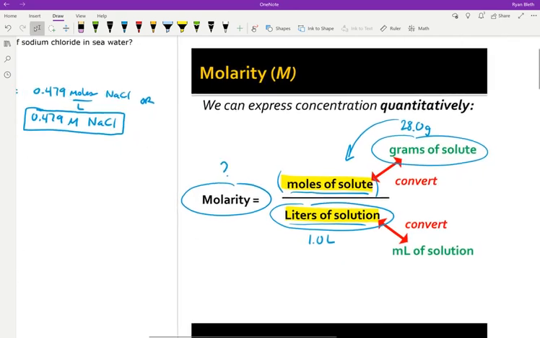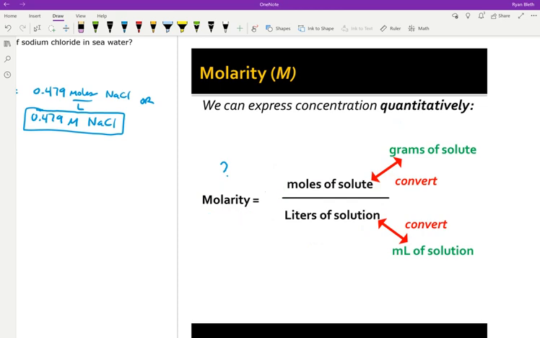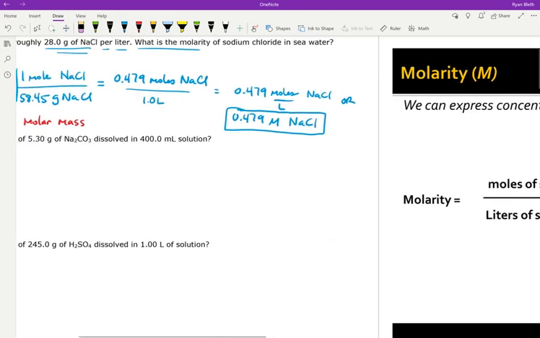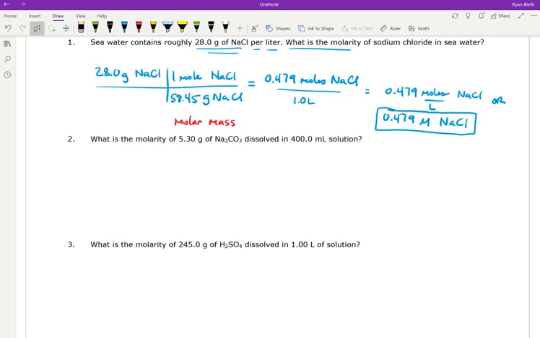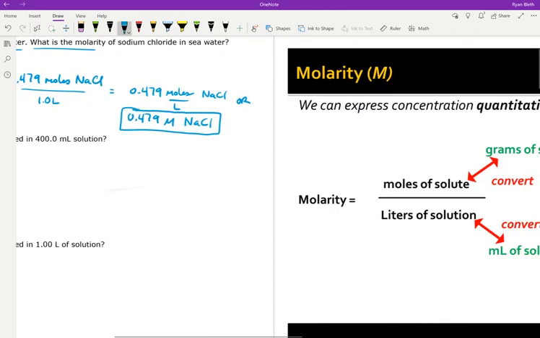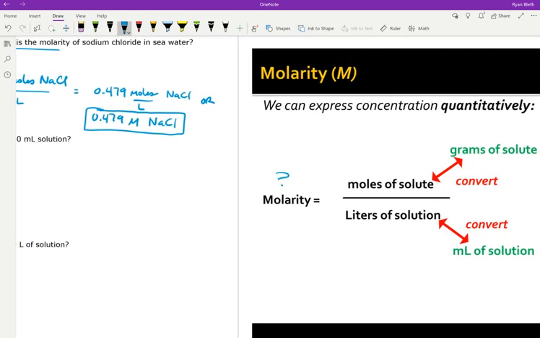I'm going to clear off my little cheat sheet here so you can fill it in with information from the next problem as well. Okay. This question again asking, what is the molarity? So in the end, we need to figure this out. What is the molarity? Same as in the last one. To do that, we need moles of solute and we need liters of solution.